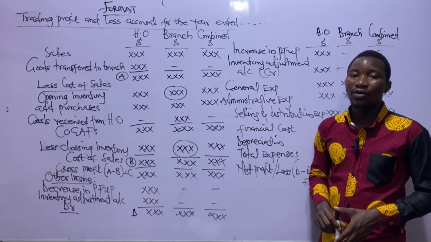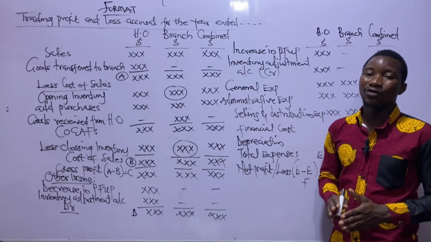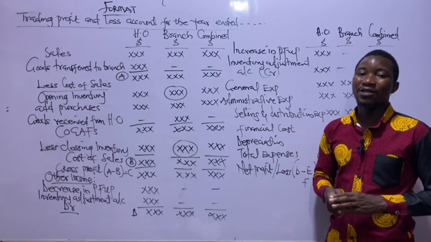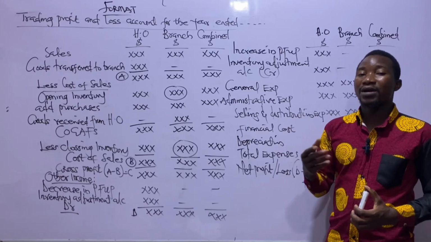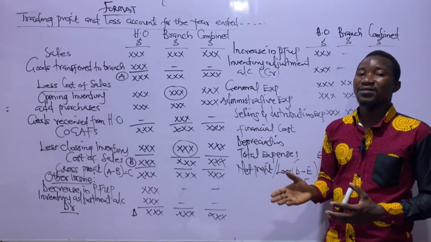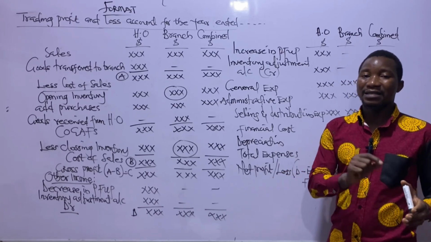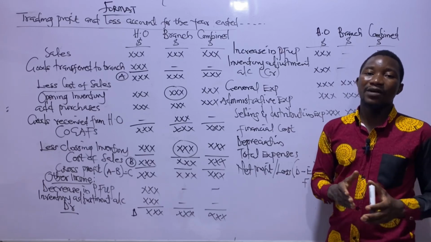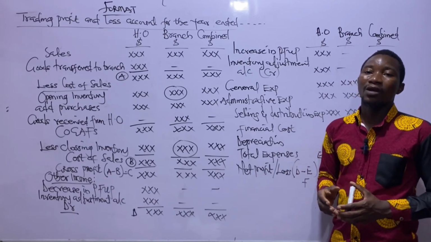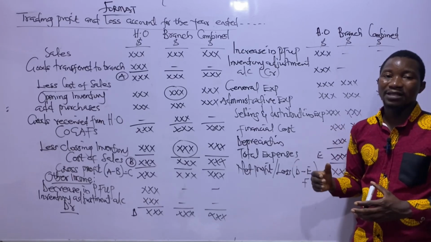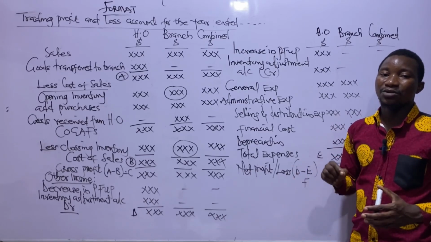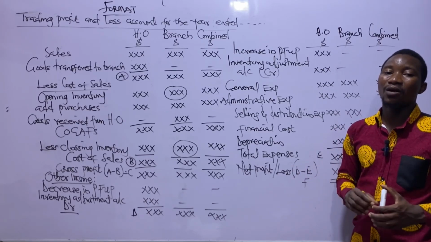In a subsequent video, we will look at the format of autonomous branch balance sheet or statement of financial position, where we have to consider the current account, that is the branch current account, in the perspective of the head office as an asset, then the head office current account in the perspective of the branch as a liability. So we look at the format and take a full practice question to solve to enhance our understanding on questions on autonomous branch.